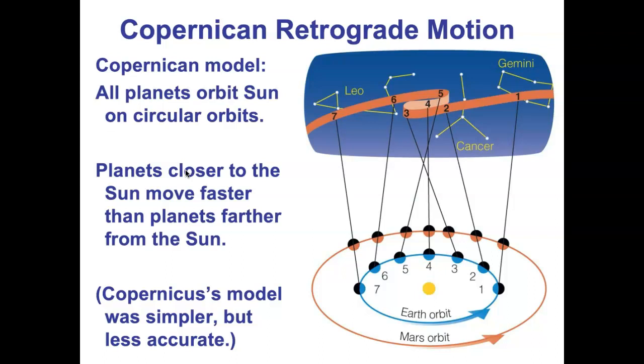In the mid-1500s, I want to say, a Dutch astronomer named Nicholas Copernicus realizes, actually, you can explain the retrograde motion of planets. All you got to do is say that the Earth and all the planets are orbiting around the sun.